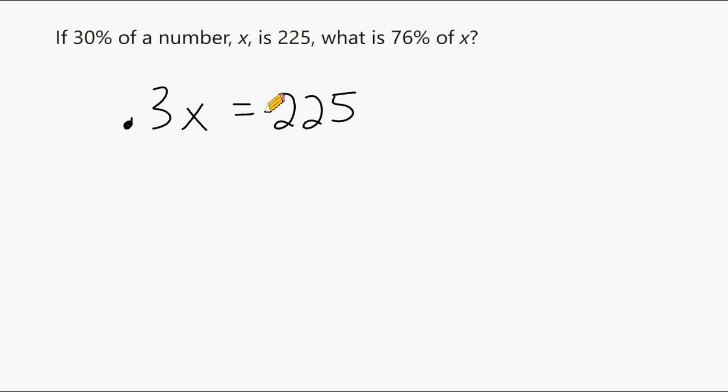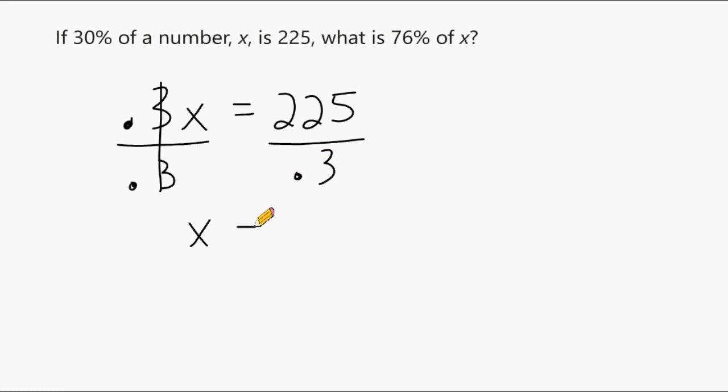So we have to figure out what we multiply 0.3 by to get 225. And to figure that out, we basically do the inverse operation of multiplication, which is division. So instead of multiplying by 0.3, we're going to divide by 0.3. And the left-hand side of our equation cancels out to just give us x. And we have to balance our equation by dividing 225 by 0.3. So let's go ahead and do that.